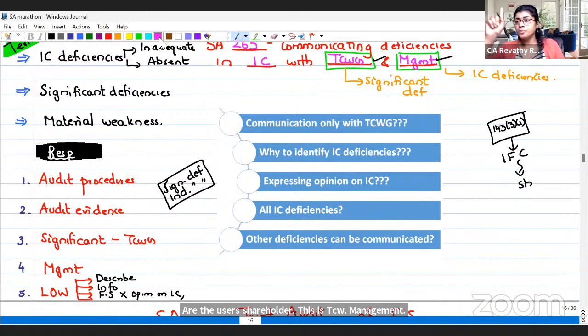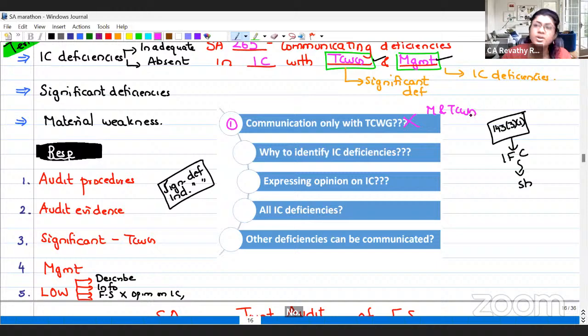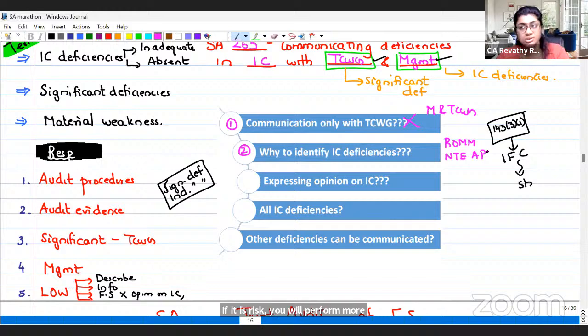And I'm going to wind up in 1 minute. Can I ask you a question? Are you going to communicate only with TCWG? No. Both management and TCWG, if it is significant. Why are you going to identify deficiency? Wherever deficiency is there, there is risk. If it is risk, you will perform more nature, timing, extent of audit procedure. Are we going to express opinion on IC? No.